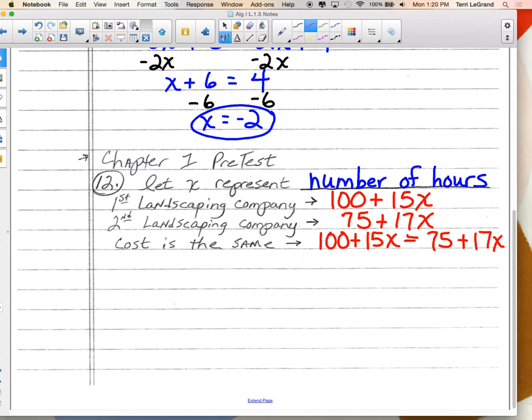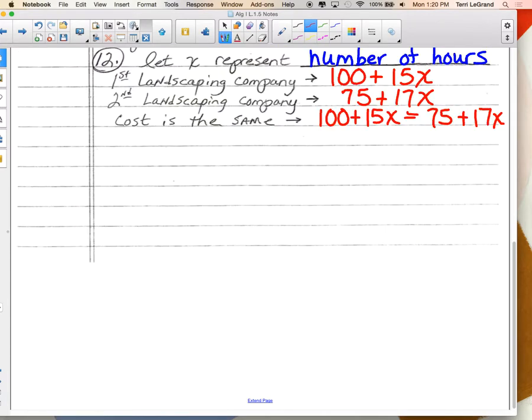And so, do we have any simplifying to do first? No.